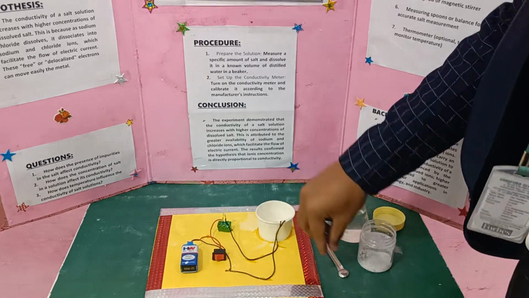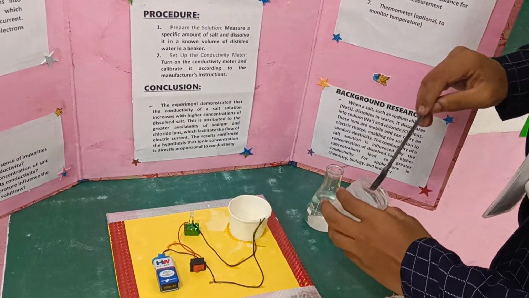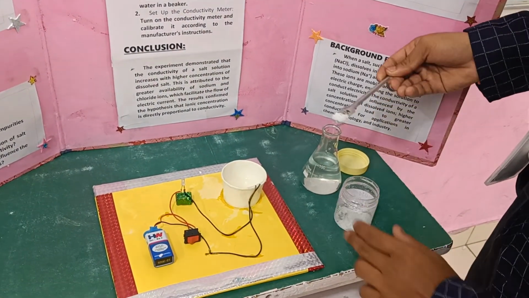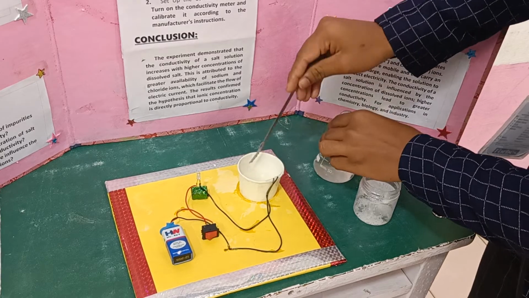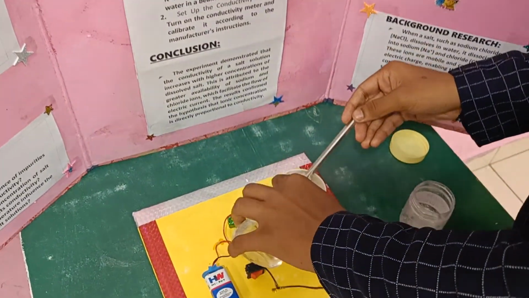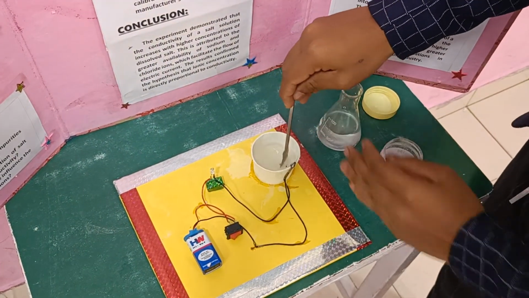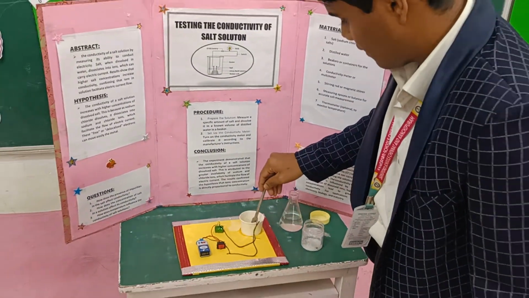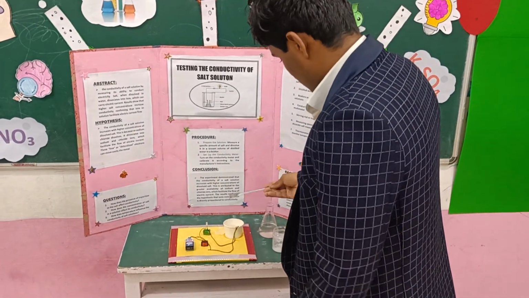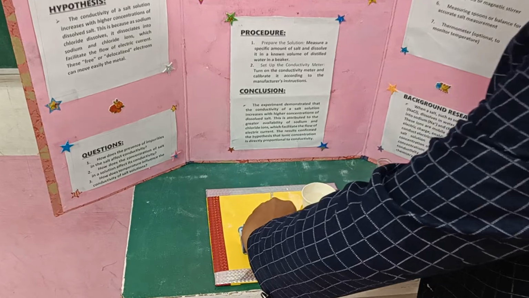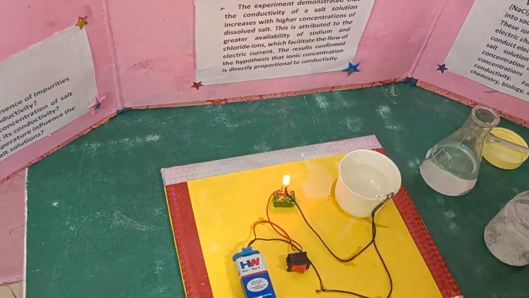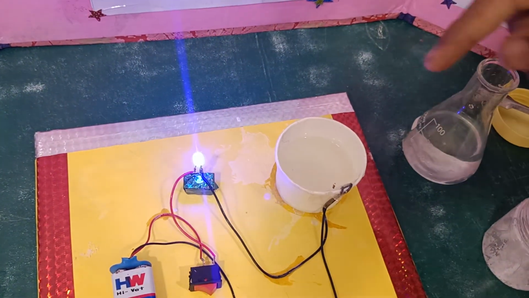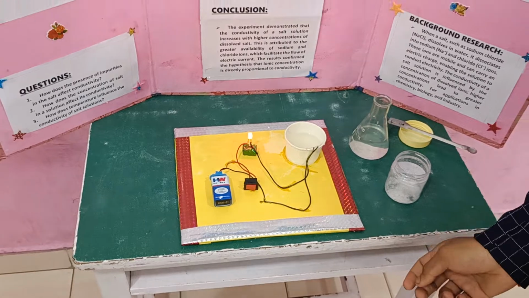And the procedure for this is to measure a specific amount of salt, mix it and add some distilled water. Mix it well. By doing this, the ion solution is formed. On turning it on, it works. This is because of the ions in the salt solution, through which the electric current flows.